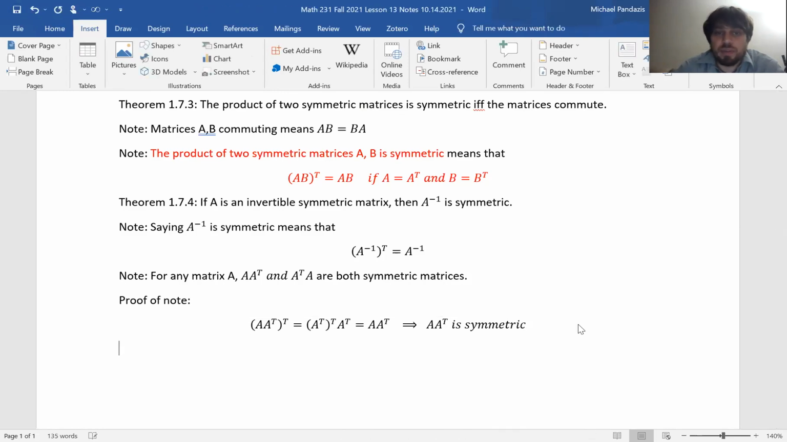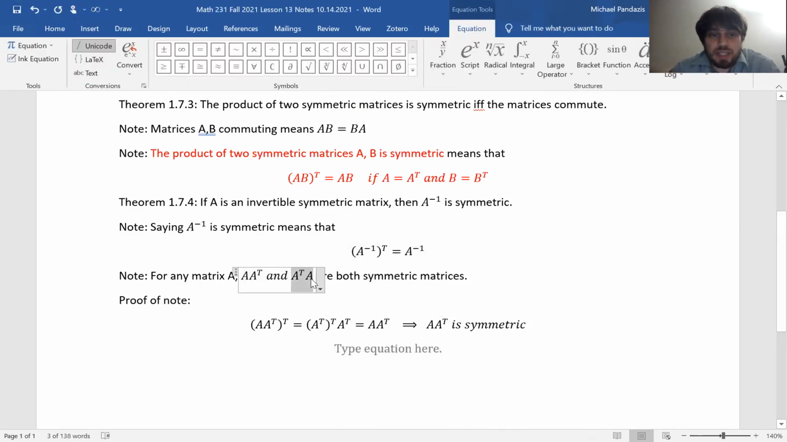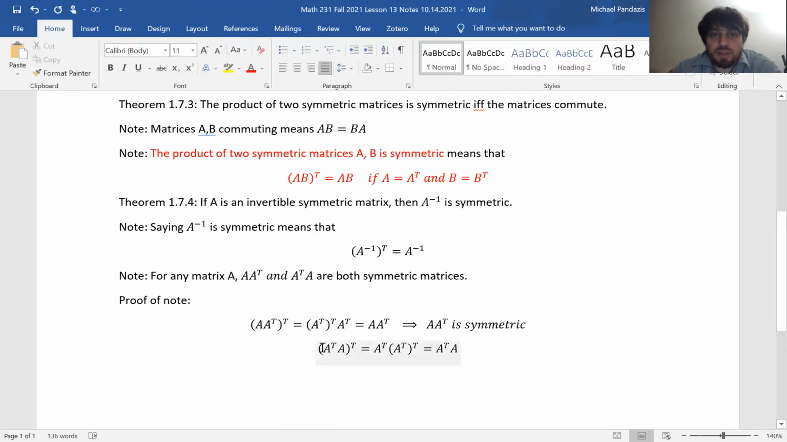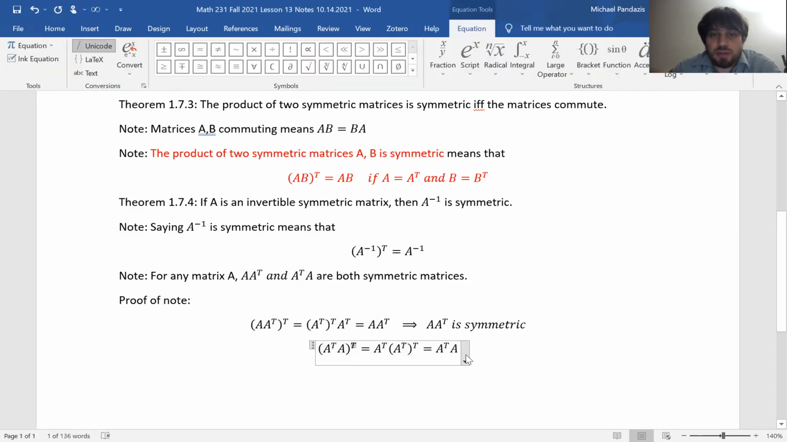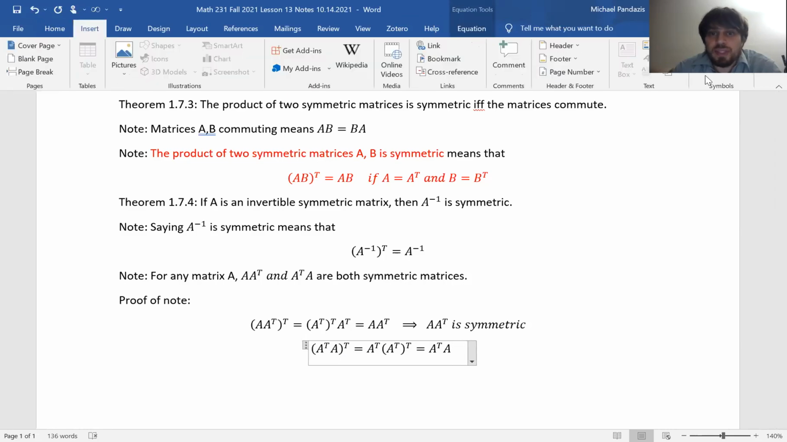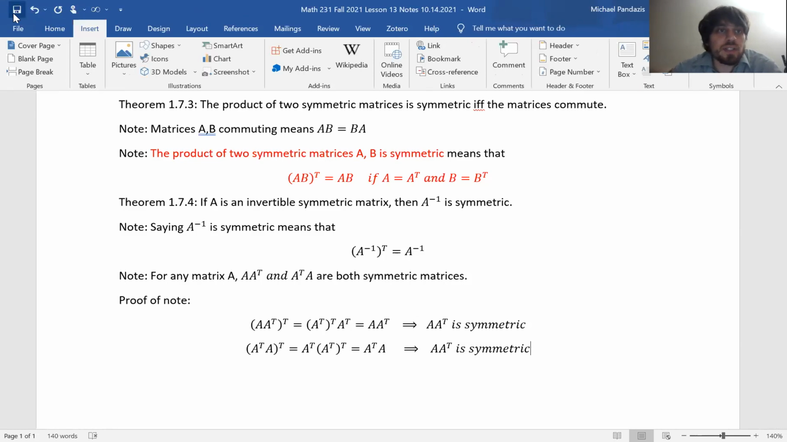And you can do the same thing for A A transpose. Okay, so if you have A A transpose and you take its transpose, that's equal to the transposes in reverse order. So you have A transpose transpose times A transpose. That's equal to A, and then A transpose transpose is A. And so you have A A transpose, the transpose of that equals itself. And again, that implies that A A transpose is symmetric. Okay, so now that proves both of them.